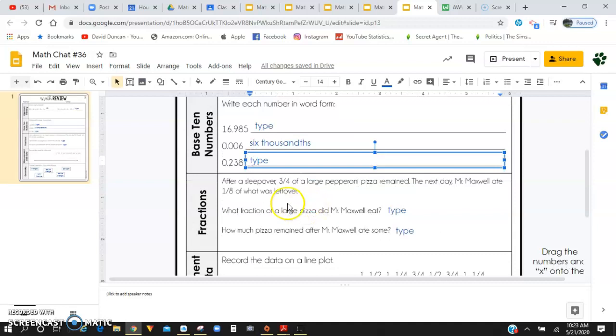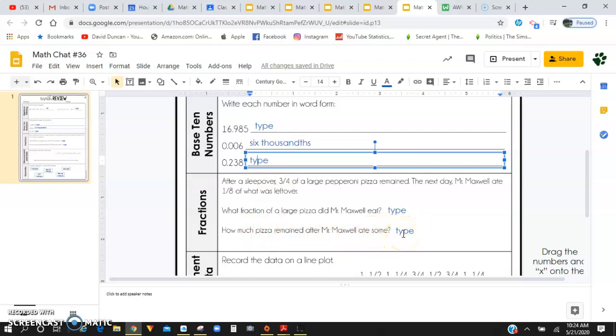Down here for fractions, after a sleepover, 3/4 of a large pepperoni pizza remained. The next day, Mr. Maxwell ate 1/8 of what was left over. What fraction of a large pizza did Mr. Maxwell eat? So you're going to be wanting to work on some multiplication here because it's 1/8 of 3/4. Okay? How much pizza remained after Mr. Maxwell ate some? That one's going to be some subtraction.